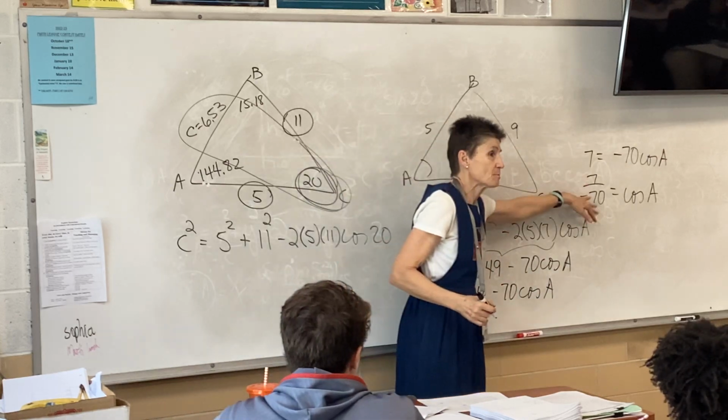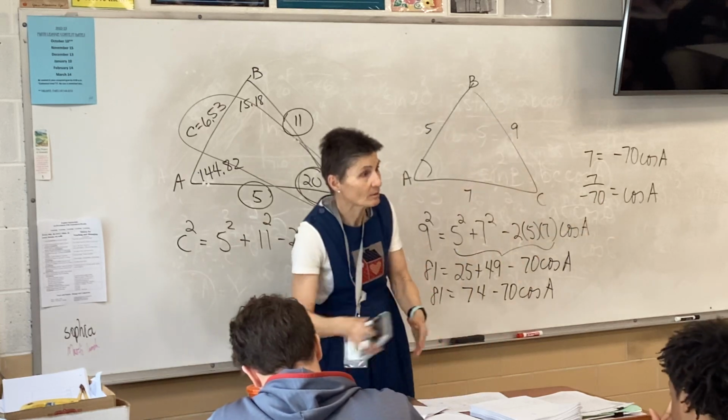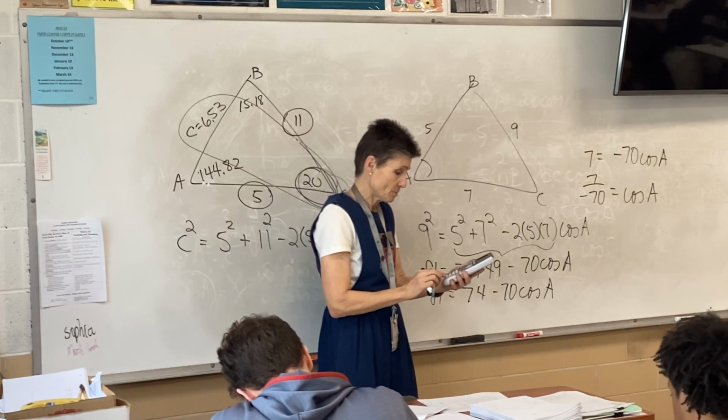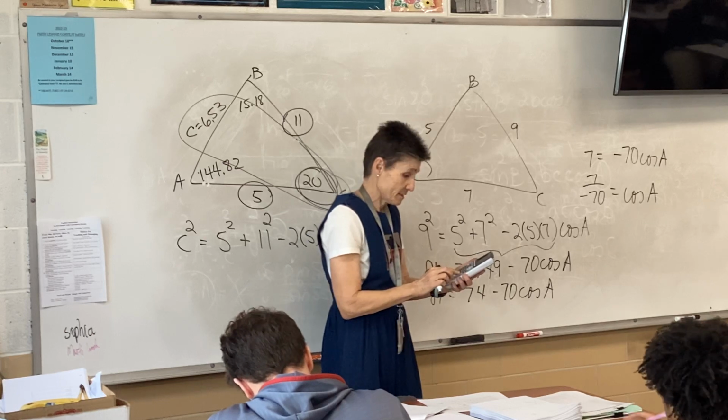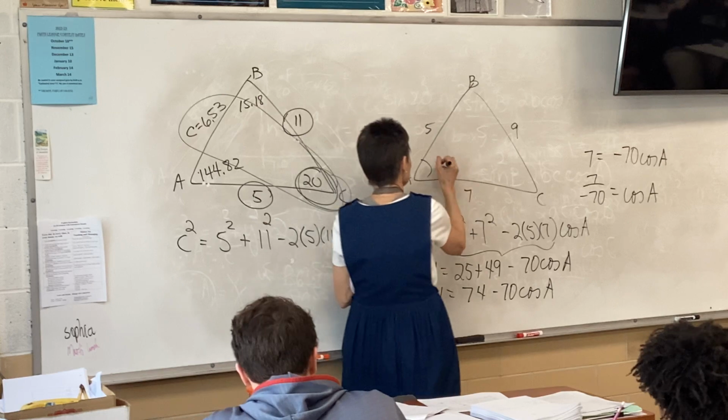Please don't type that decimal. We don't care about that decimal. We need the angle. And how are we gonna find the angle? Second cosine negative 7 divided by 70. Did you get 95.74? Yeah.